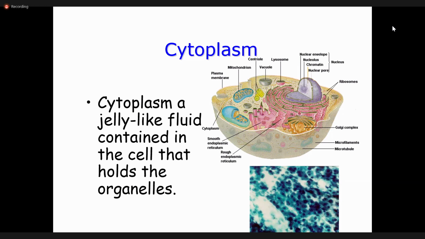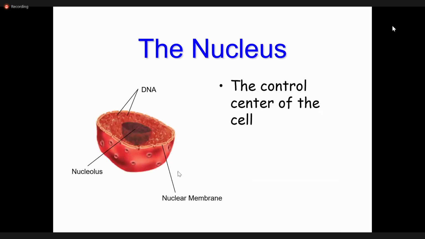It is contained in the cell and holds the whole set of organelles: ribosomes, Golgi complexes, lysosomes, vacuoles, centrioles, mitochondria, smooth endoplasmic reticulum, rough endoplasmic reticulum, and macro and microtubules. And the nucleus. The nucleus contains the DNA of the paired chromosomes.